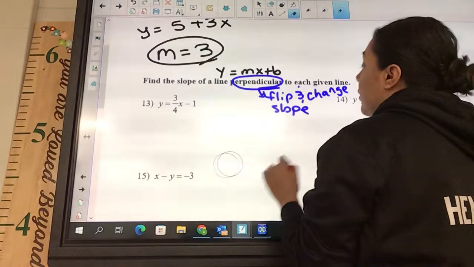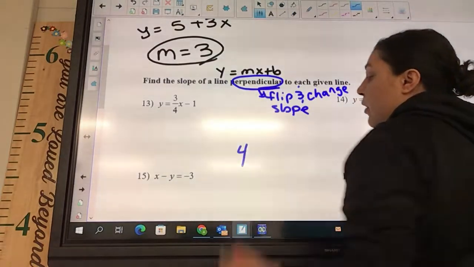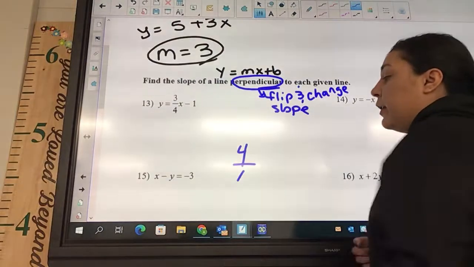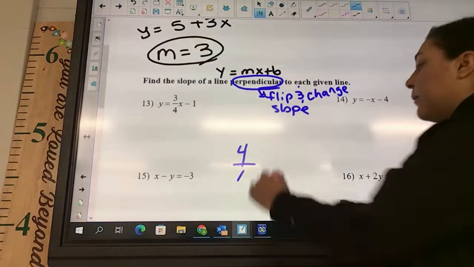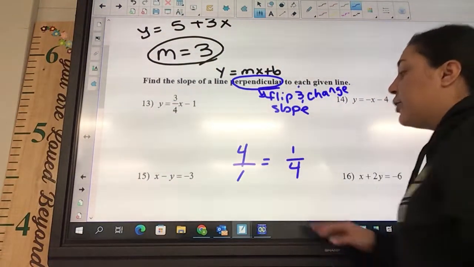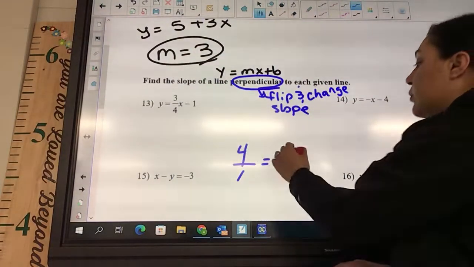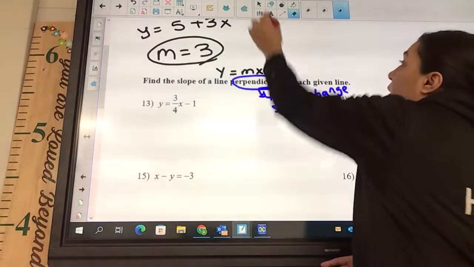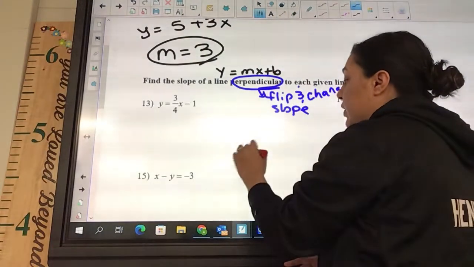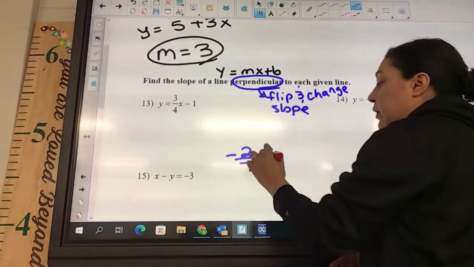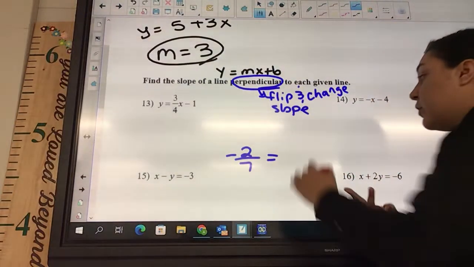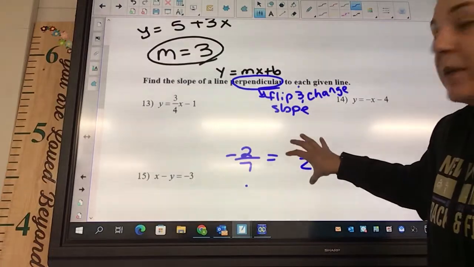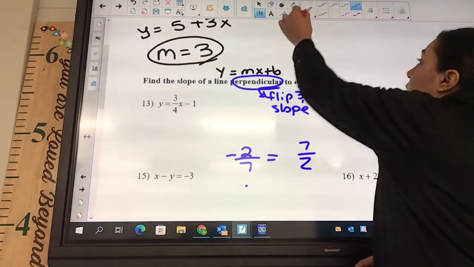If our slope is 4, you can really just put a 1 under it. So you're going to flip it. This will be 1/4, and change it. So if this is a positive, then this one should be a negative. If it's like -2/7, we're going to flip it, so it's going to be 7/2, and change it. Well, this one was a negative, so that means that this one should be positive.